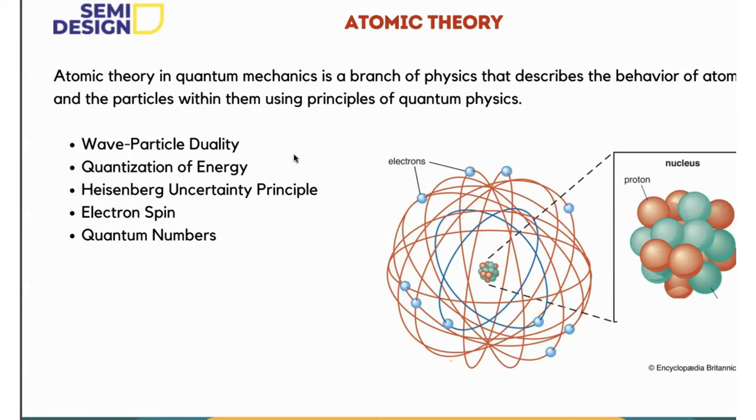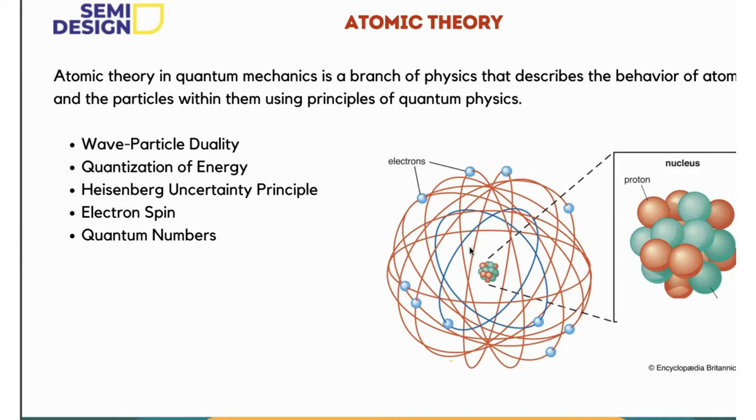So by using atomic theory, and some of the quantum principles, we are going to design a quantum chip. Here we will see how we are going to store the data in it. First of all, before that, you need to understand what atomic theory is. Atomic theory, in quantum mechanics, is a branch of physics which describes the behavior of atoms and the particles within them, using the principles of quantum physics.